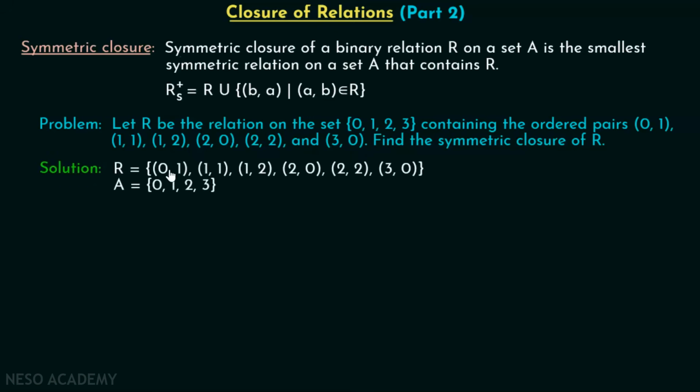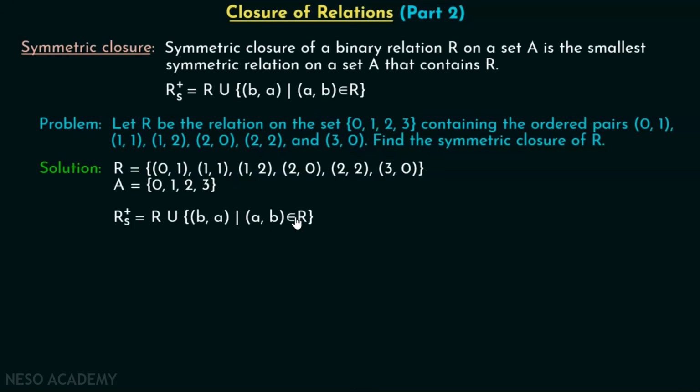Here you can see this is our relation which consists of these ordered pairs, and we have set A which consists of these elements. This is just a letter I have chosen for this particular set. It is up to you which letter you want to choose for this set. Now we are interested in finding the symmetric closure of R. What is the symmetric closure of R? Rs+ is nothing but R union with the set of all ordered pairs (b, a) such that (a, b) belongs to R.